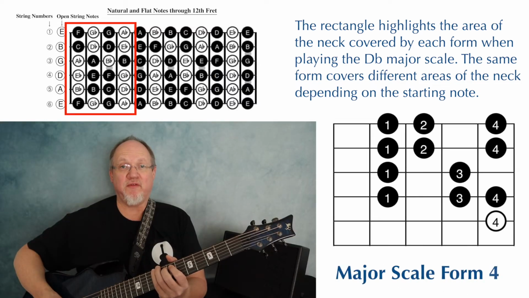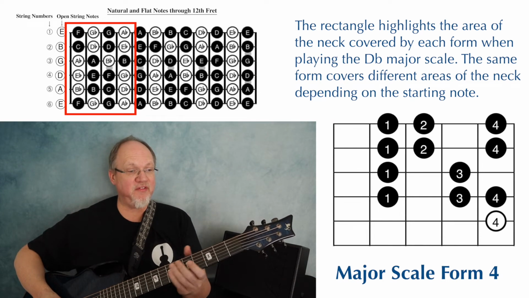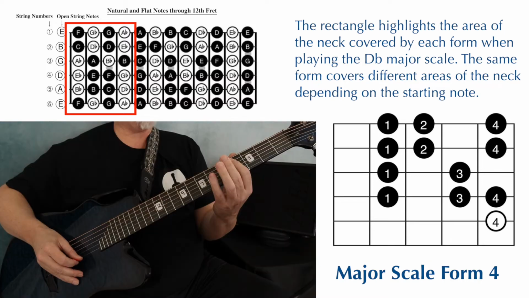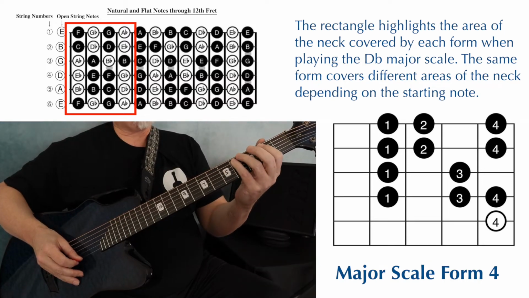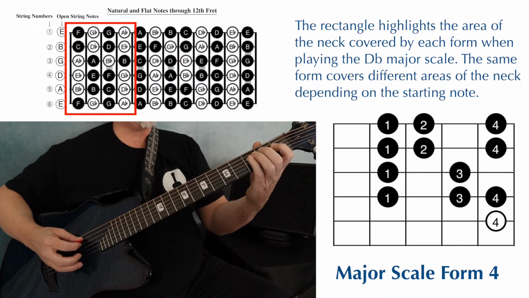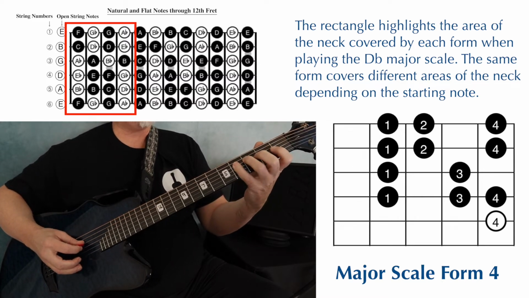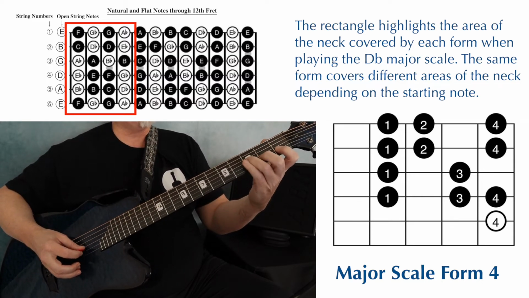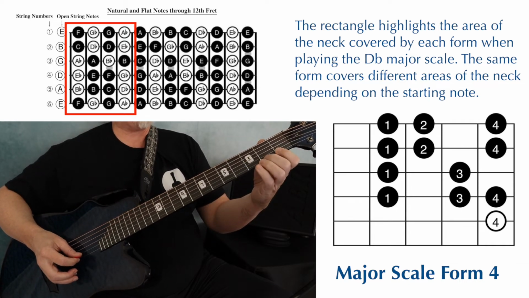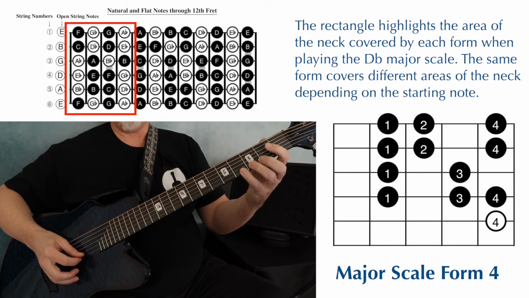Major scale form 4 begins on the 5th string, so now we need to find the D flat on the 5th string, and that's at the 4th fret. This form starts with your 4th finger. Whole, whole, half, whole, whole, whole, half, and then play it on the way down.